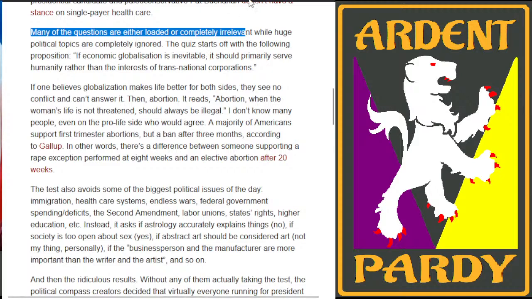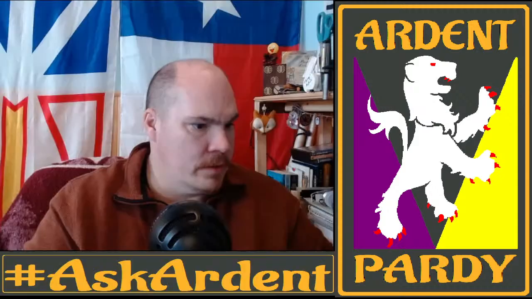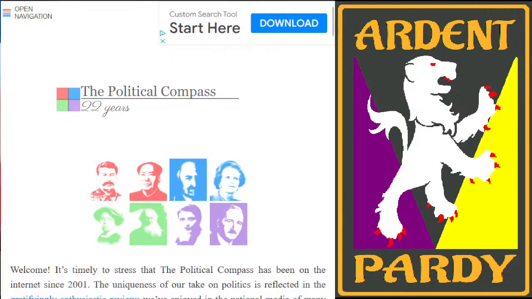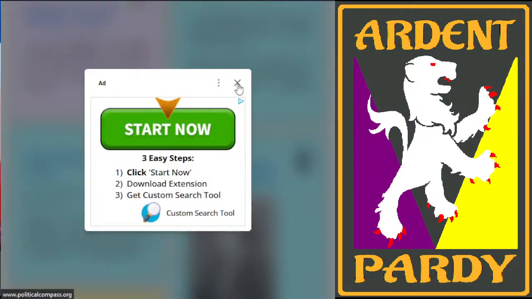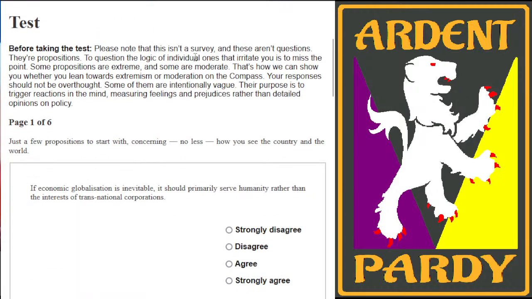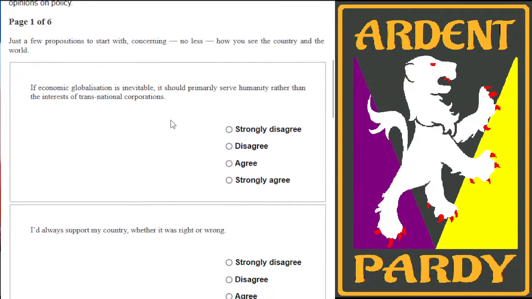So let's get into this little bit of silliness. So I will bring my face back, and we will do my political compass real fast. And take the test. Oh, piss off ads. There we go. Before taking the test, please note that this isn't a survey. Okay. If economic globalization is inevitable, I don't believe it is, it should primarily serve humanity rather than the interests of transnational corporations. And again, we run into the loaded problem and the I don't give a shit problem. But if it's going to be inevitable, it should serve humanity rather than the interests of transnational corporations.